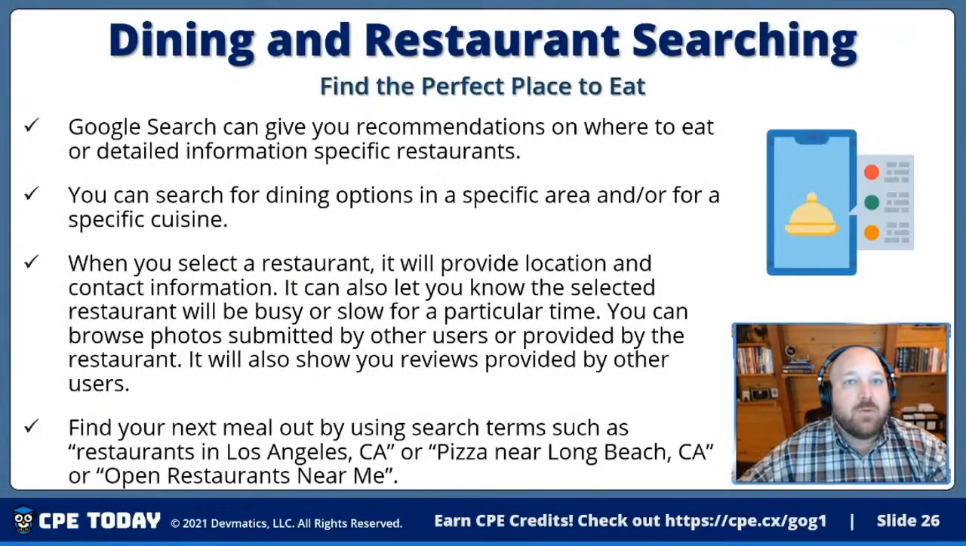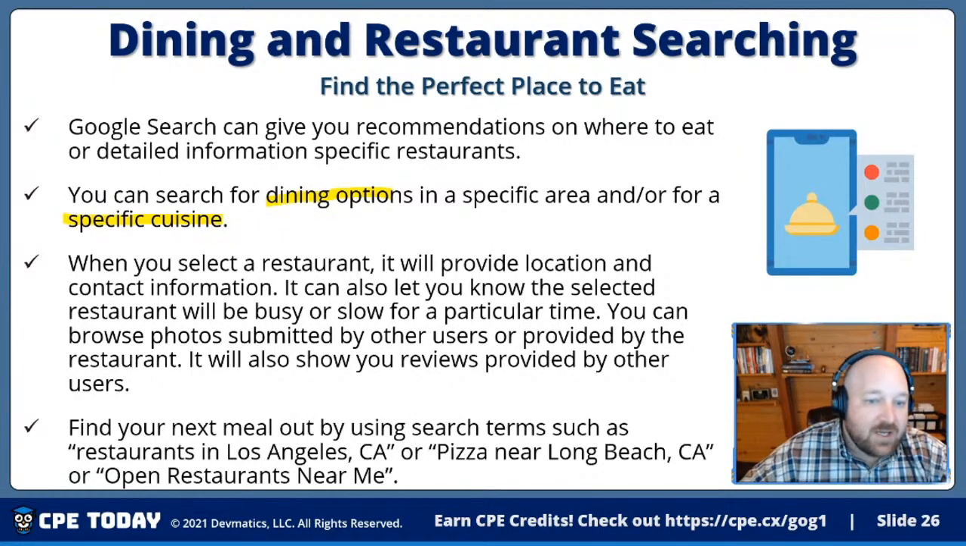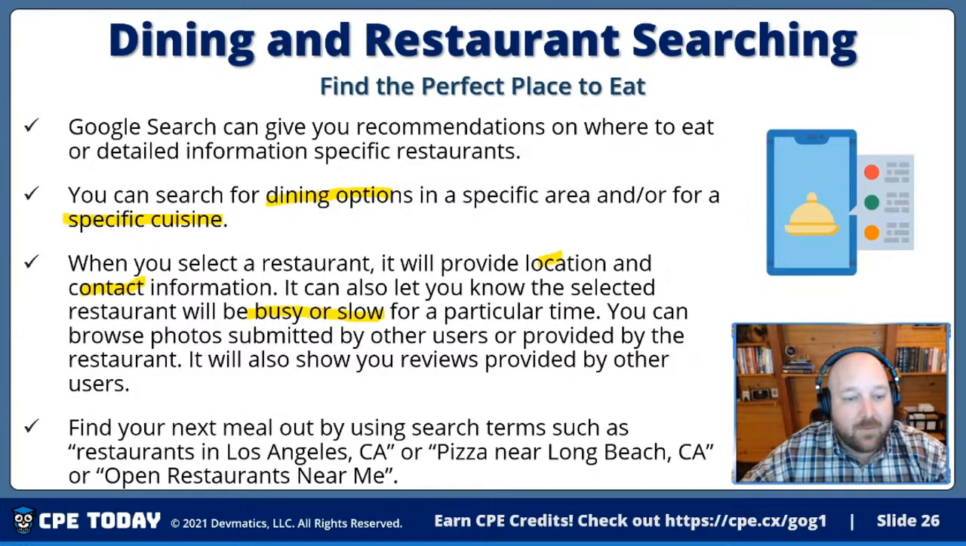Now, Google can also be really helpful for finding that next delicious restaurant or dining establishment. So we can search for specific dining options in an area. We can search for specific cuisine. And when you select a restaurant, it will give you the location and contact information. It'll also let you know if it's busy or slow for a particular time. And you can also browse reviews submitted by other people.